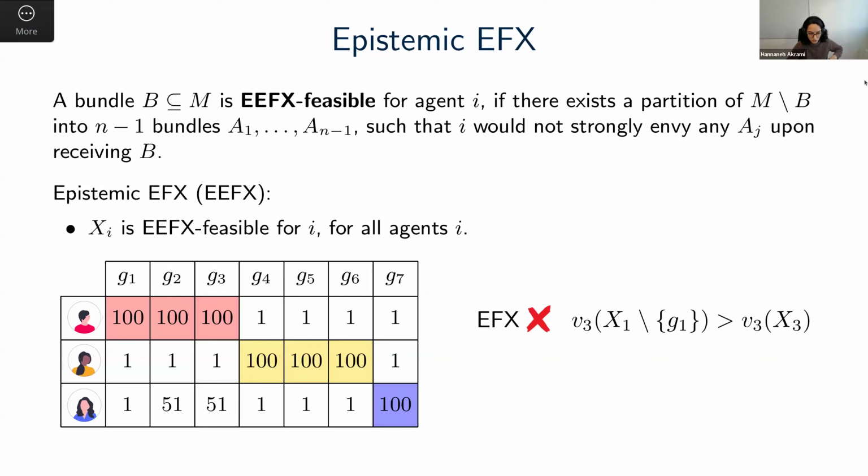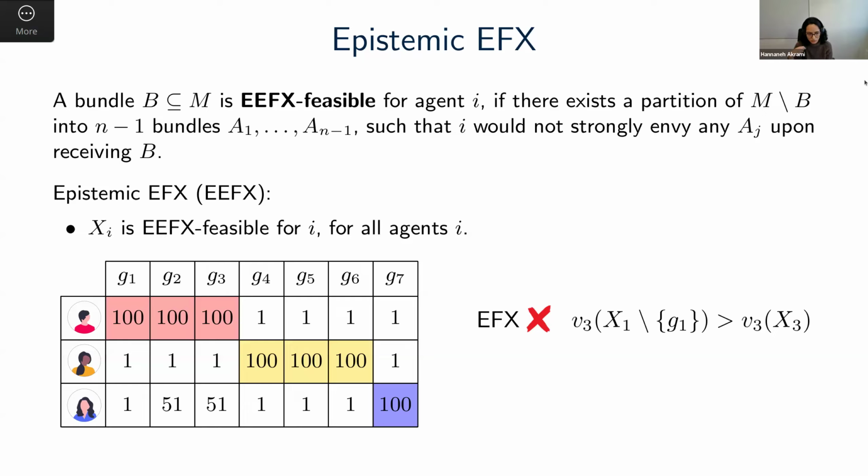Although nothing had changed for agent 3, she's getting the bundle that she had previously, because she's strongly envying agent 1 now, she doesn't find the allocation EFX anymore. So now she feels that this allocation is not fair because nothing had changed for me, but all of a sudden agent 1 is getting too much, and I'm not happy about that.